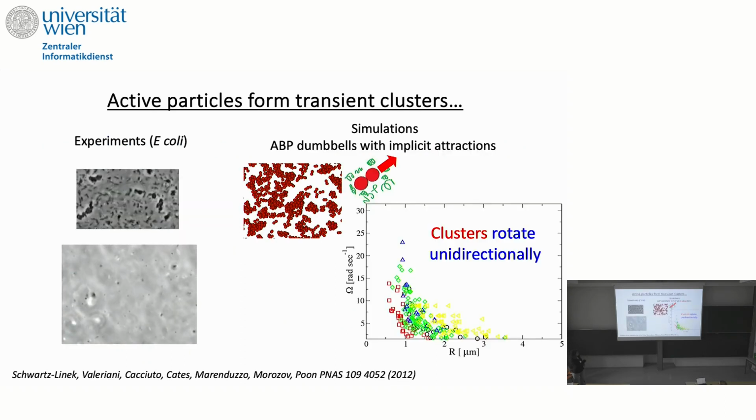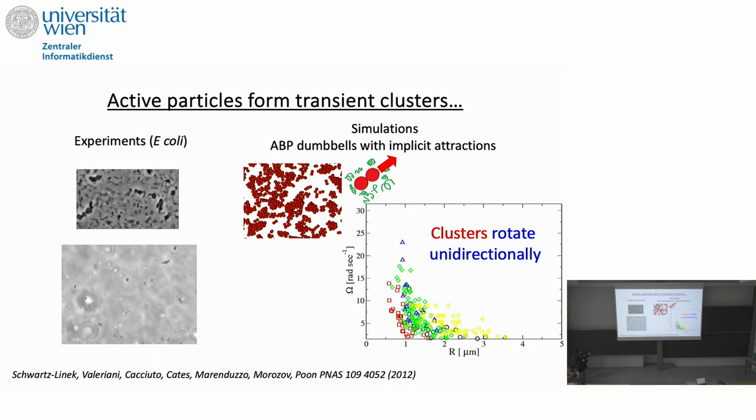First of all, for us, the active particles were E. coli bacteria. And increasing the polymer concentration, bacteria started aggregating, forming transient clusters. We observed this and also mimicked their behavior with simulations of active Brownian dumbbells, where we mimic the depletion attraction with a short-range attraction. So these clusters not only form and break, but they also rotate.